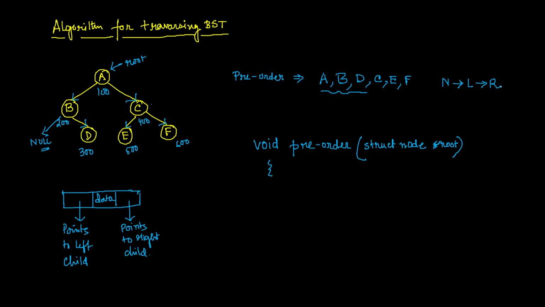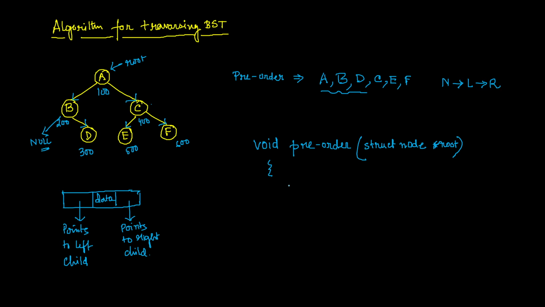So that means, suppose that you are standing on this node A currently, and you will check where you are standing. Is it a position of null or some valid address? If it is a valid address, then you will have to print this A, that means the data present on this address. And after printing that, what will you do? You will go towards the left, because that is suggested by the pre-order technique.